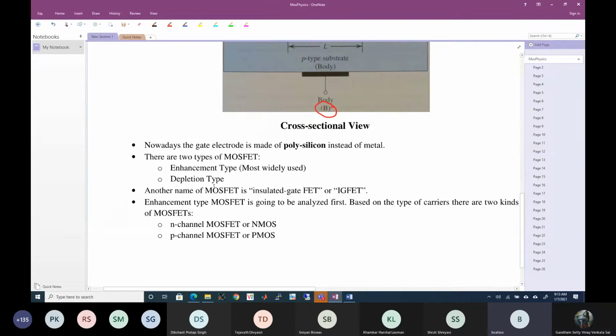Now let's try to understand why the name enhancement is given. Enhancement means you are going to enhance something. What happens is the voltage applied enhances the quality of the transistor and makes it conduct current. That's why we call it enhancement type. Depletion type, even at 0 voltage, is going to conduct current between the source and drain. That's why it's called the depletion type. Another name of MOSFET is insulated gate FET, but it is slightly different from MOSFET, because the construction is different.